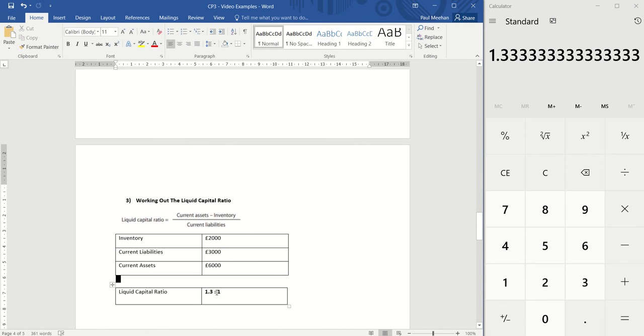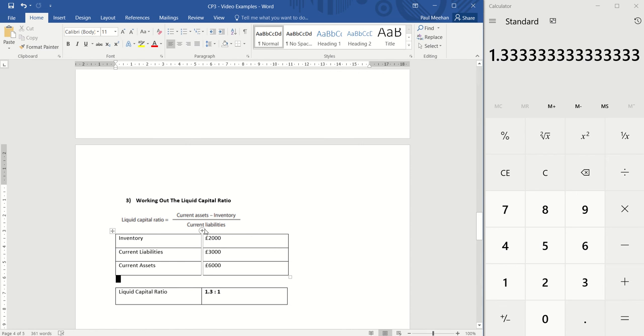So for every pound's worth of liabilities we owe, we have £1.30 of cash available to pay straight away. And that figure would be a positive figure to have. It does mean you've got the cash available if you need to quickly pay off those liabilities. So there we go. That's how to do the liquid capital ratio.